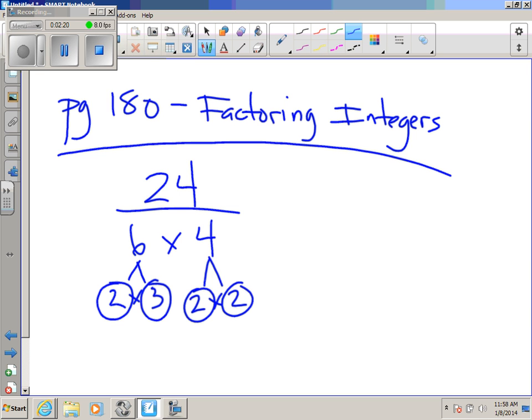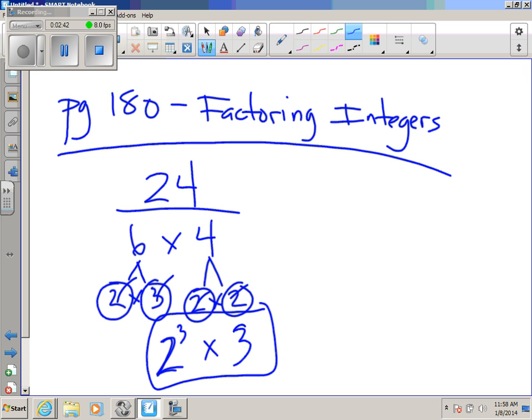Once everything has been circled and nothing can be broken down, how do I write these? Marlia? In order, right? So you're correct. 2 to the third times 3 is what we'd be looking for as a final answer, because there are 1, 2, 3 2s, and a 3. And order meaning 2 comes before 3.